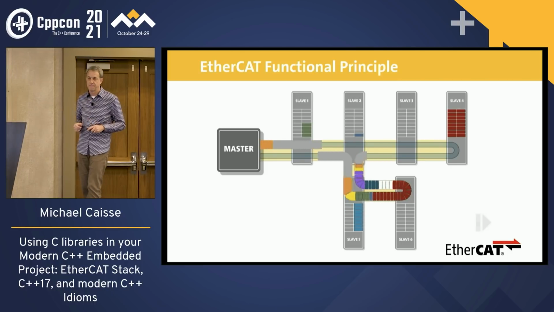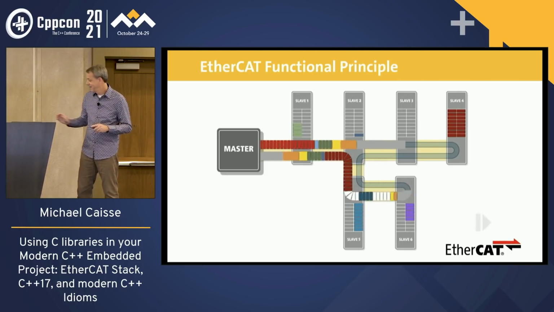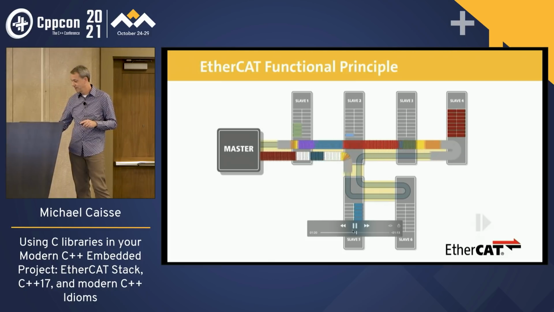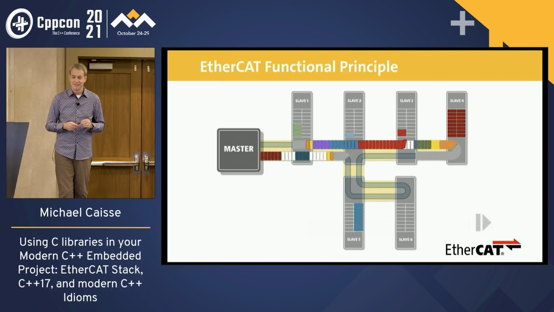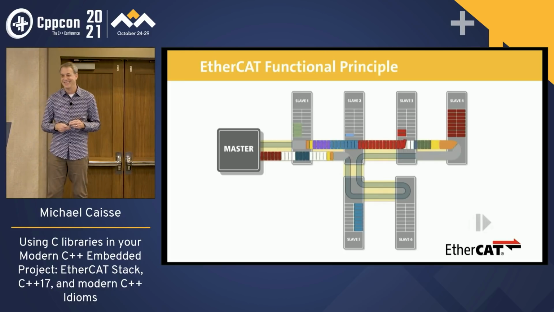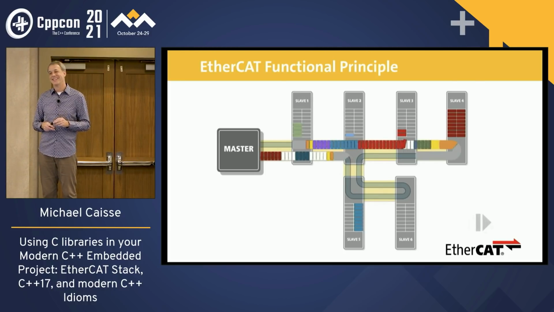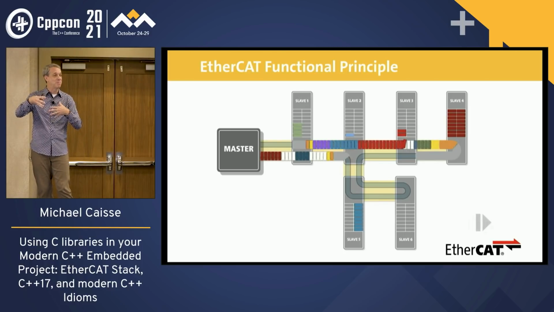Yeah? Is it a coincidence that there is enough space in the ring once the packet arrives at slave 4 after slave 3? Coincidence or is it planned? So the question is, is it coincidence that there's just enough room in the right spots for things to get put back and forth? It's planned.